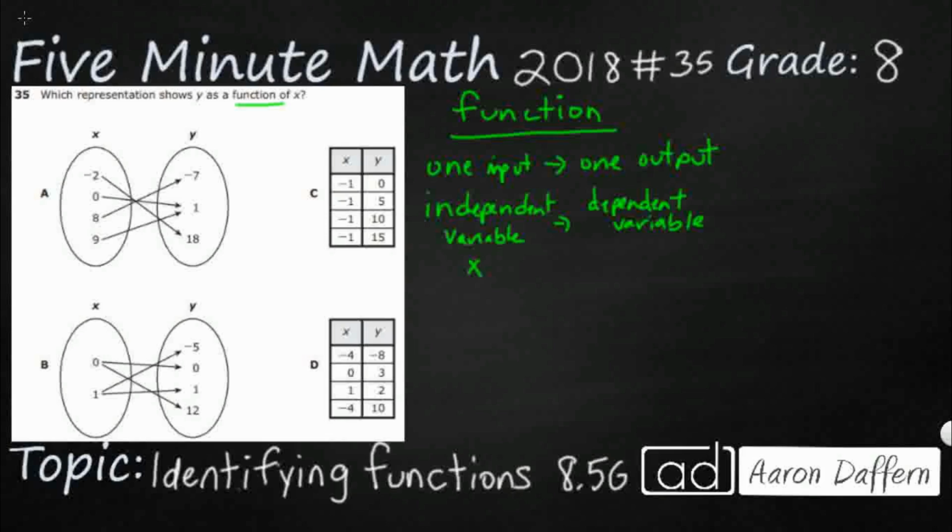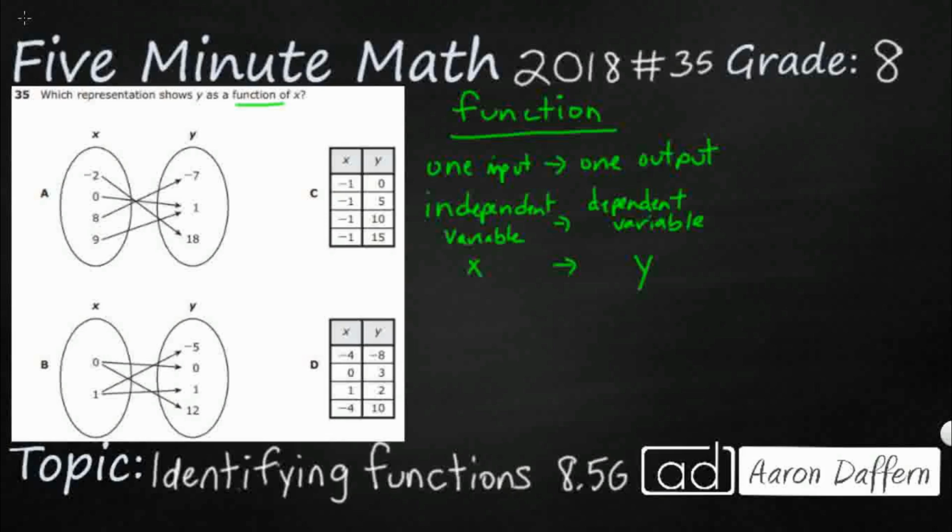We start with x, we multiply it, we divide it, we add to it, we square it, we use exponents on it, we do all kinds of stuff to it, and then we solve for y. So our x always leads to our y. Our y is usually on the other side of the equal sign from x. That is our output. That is our dependent variable. So 1 x always leads to 1 y. That's what a function is. 1 x leads to 1 y.